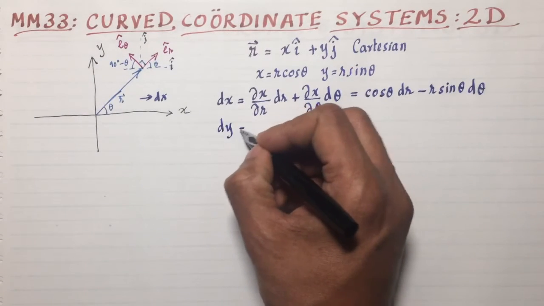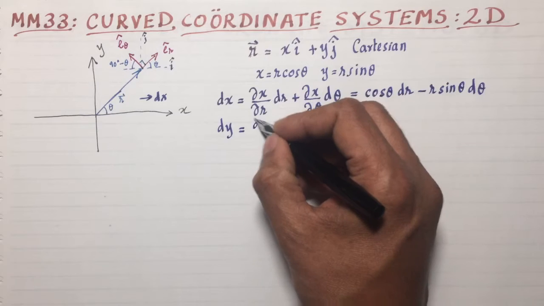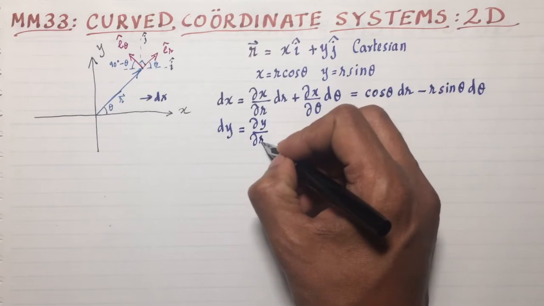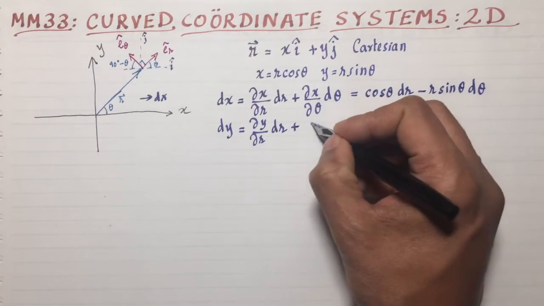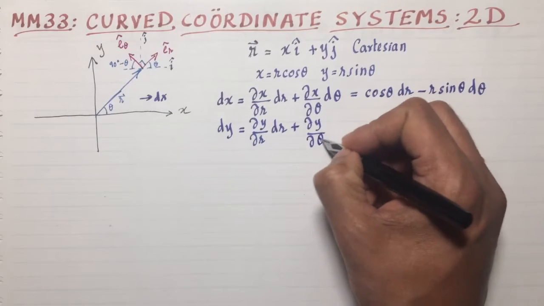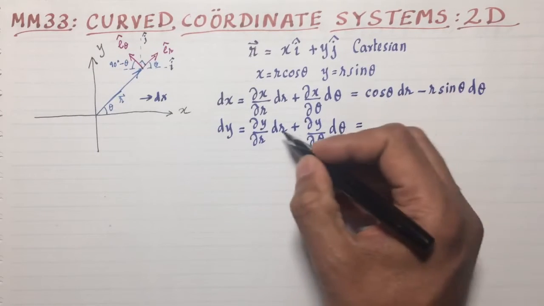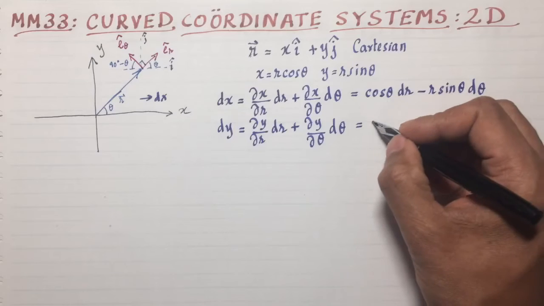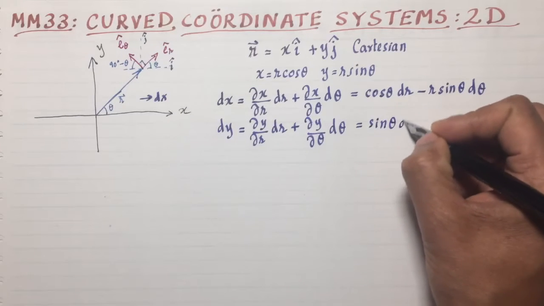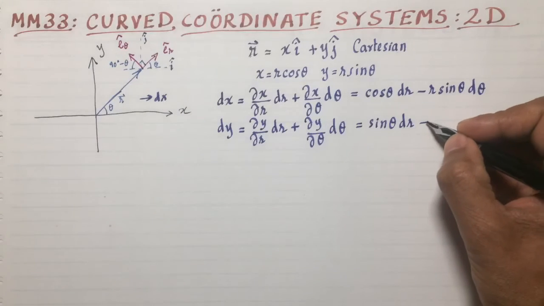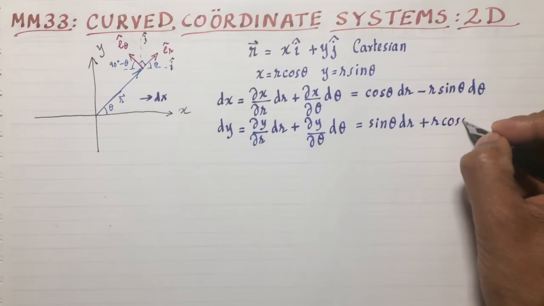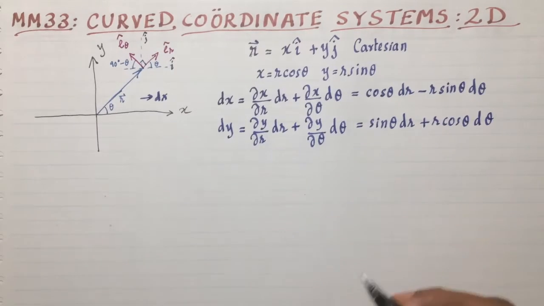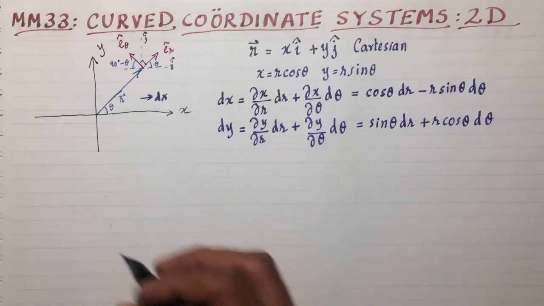dy similarly is del y by del r dr plus del y by del theta d theta. And if you look at the y coordinate, then that gives me sine theta dr plus r cosine theta d theta. So that gives me dx and dy. And at this point, I can do a number of things. For example, I can find the metric.